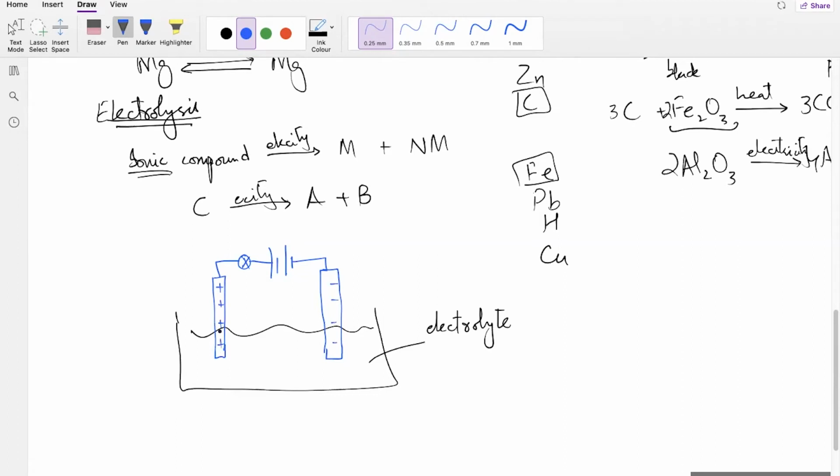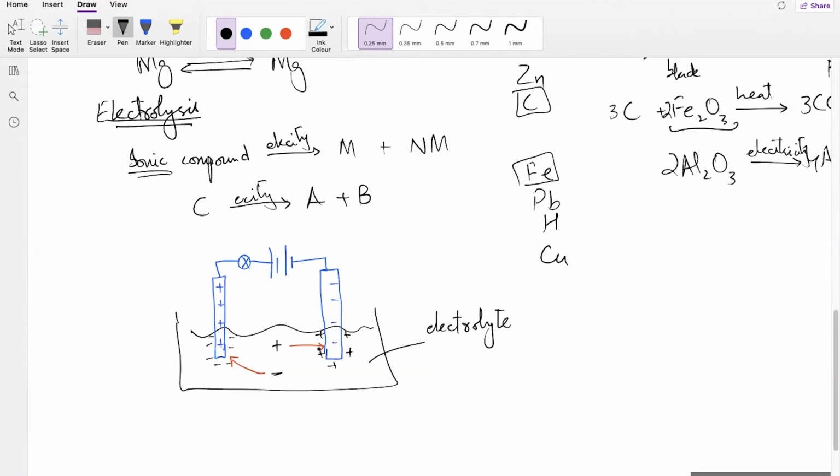Okay. Now, what is my electrolyte? My electrolyte has a cation, a positive ion, and an anion, which is a negative ion, because remember, these are ionic compounds. What happens? As soon as I turn the current on, all the positive ions are attracted to this side and all the negative ions are attracted to that side. They all come in here and are attached to the rods.